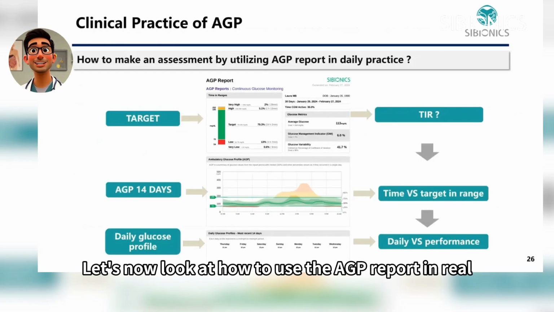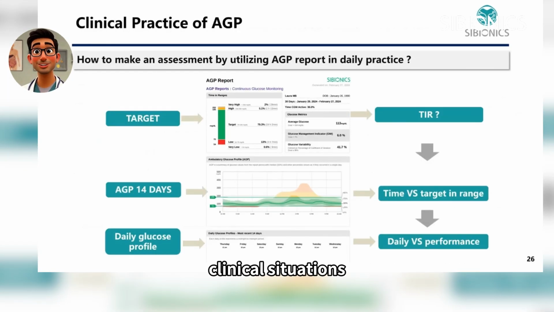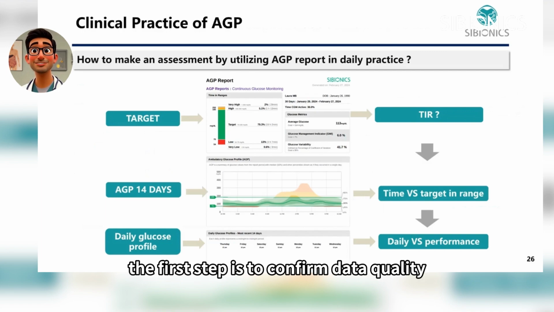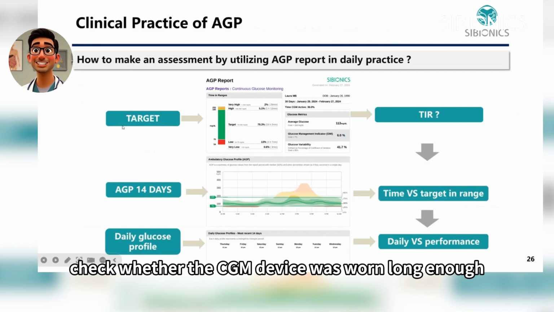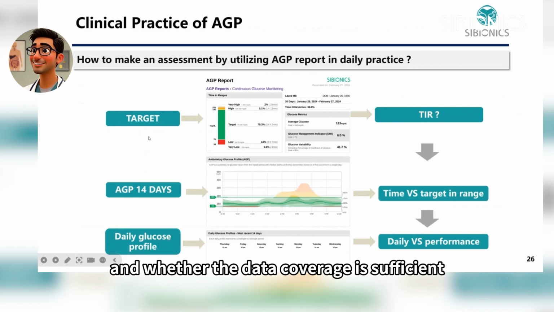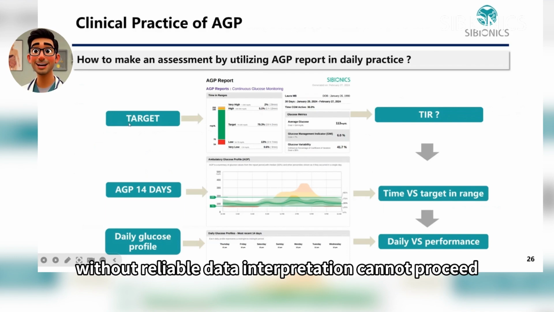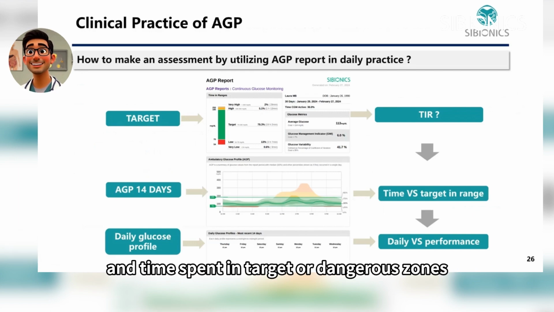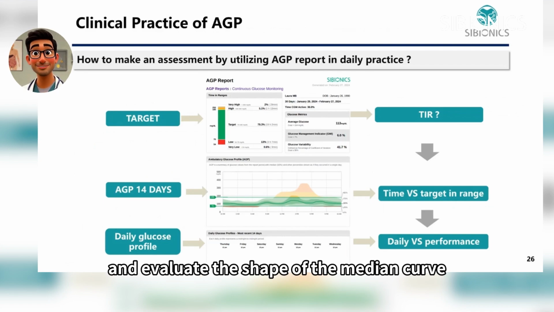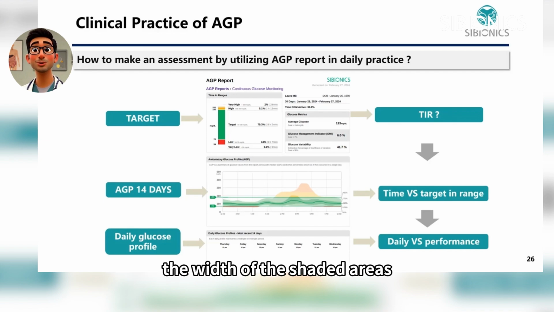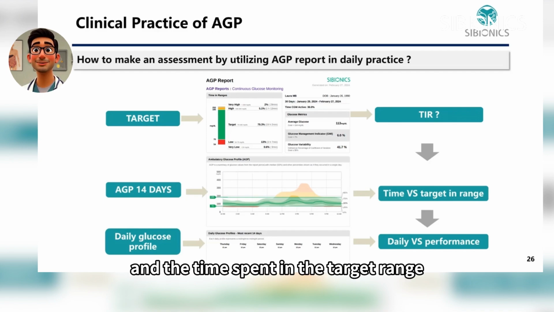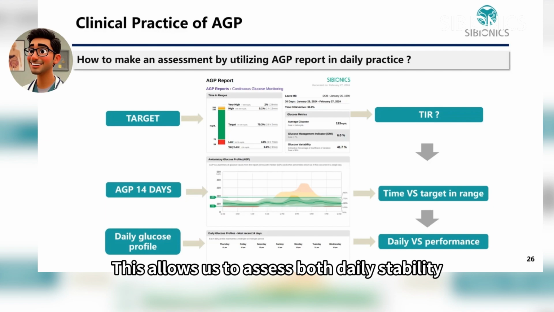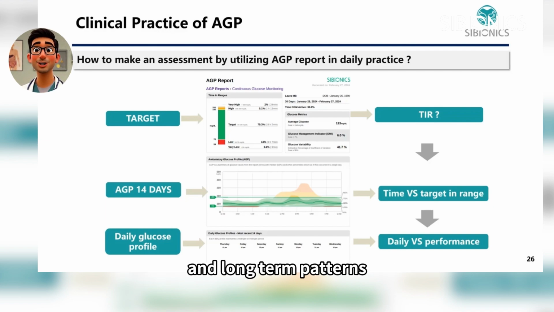Let's now look at how to use the AGP report in real clinical situations. The first step is to confirm data quality. We check whether the CGM device was worn long enough and whether the data coverage is sufficient. Without reliable data, interpretation cannot proceed. Next, we review the glucose metrics to assess overall control, variability, and time spent in target or dangerous zones. We then turn to the AGP graph and evaluate the shape of the median curve, the width of the shaded areas, and the time spent in the target range. This allows us to assess both daily stability and long-term patterns.